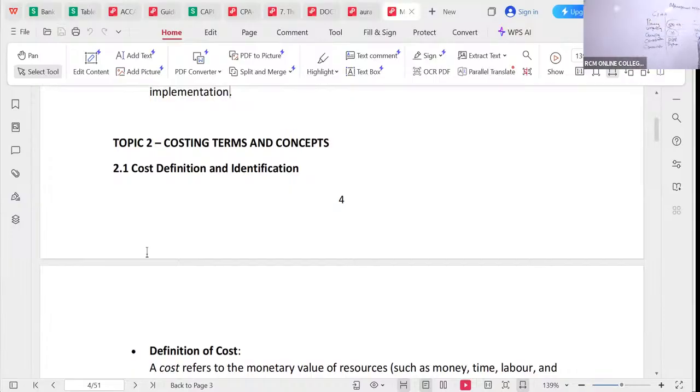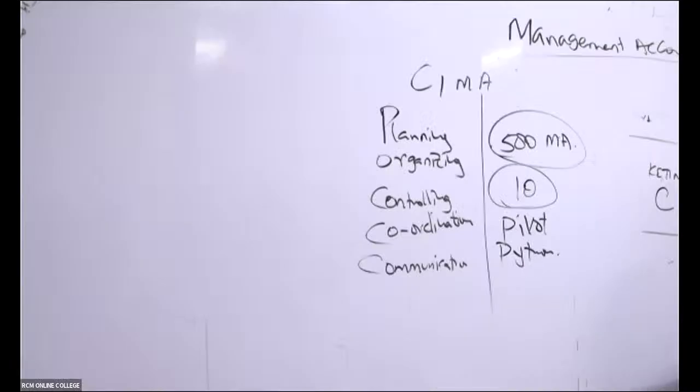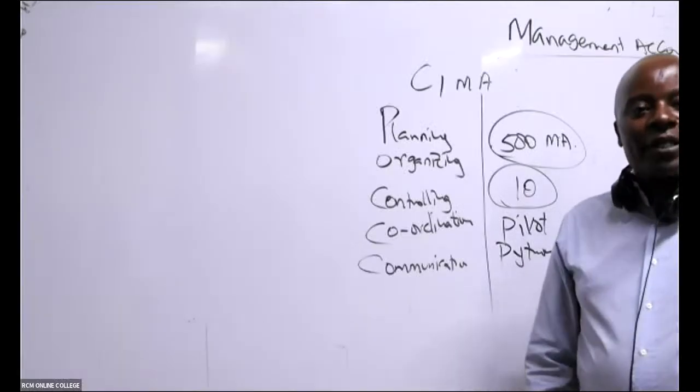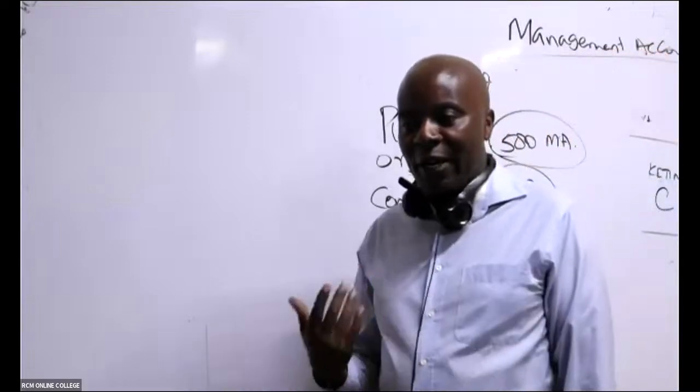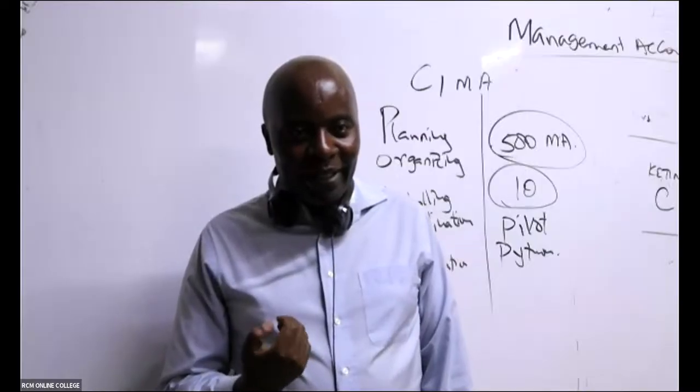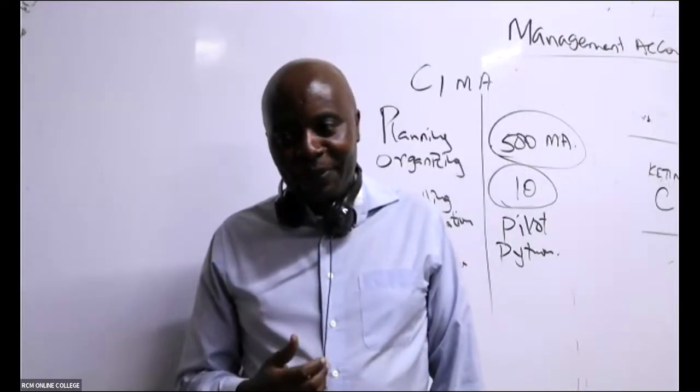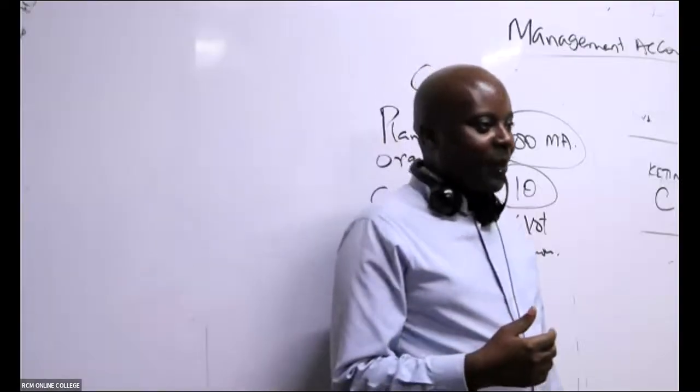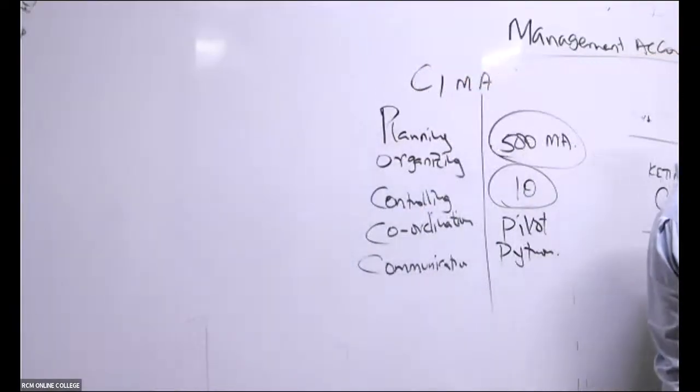So topic number 2, costing terms and concepts. Ladies and gentlemen, what is a cost? We have said so much about this cost. When you say that it's going to cost you, for example, 100 shillings to reach home today, you're buying a service. These are the resources you are sacrificing to acquire a product or a service.